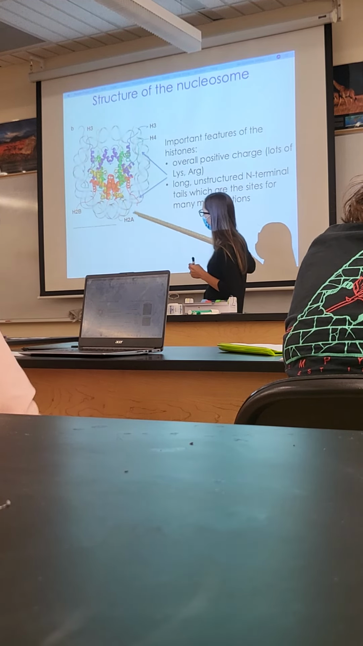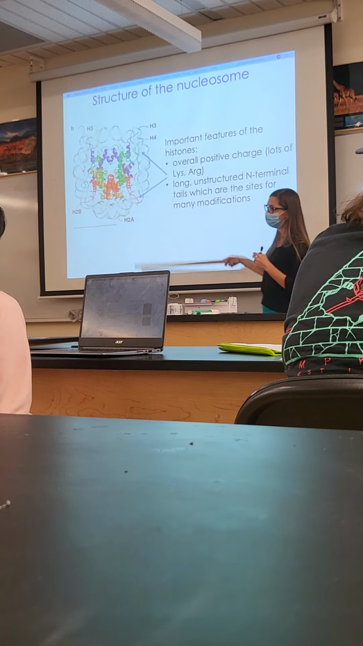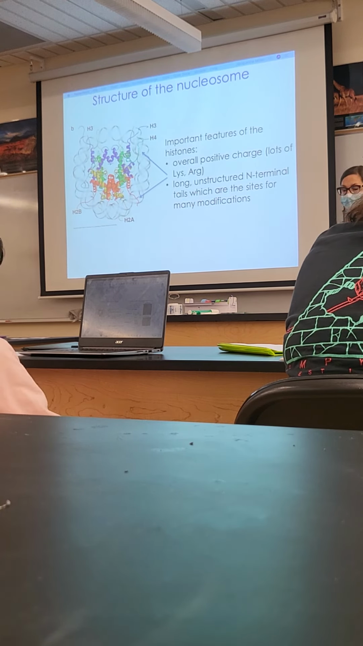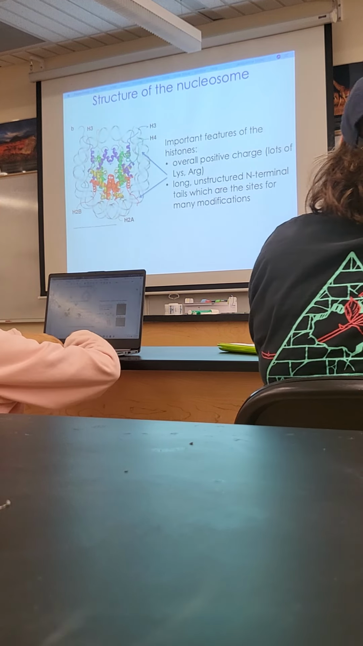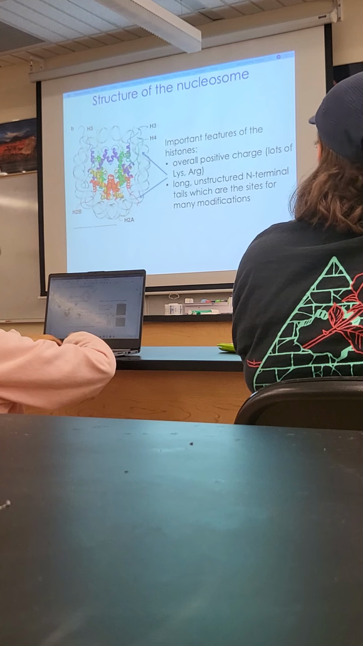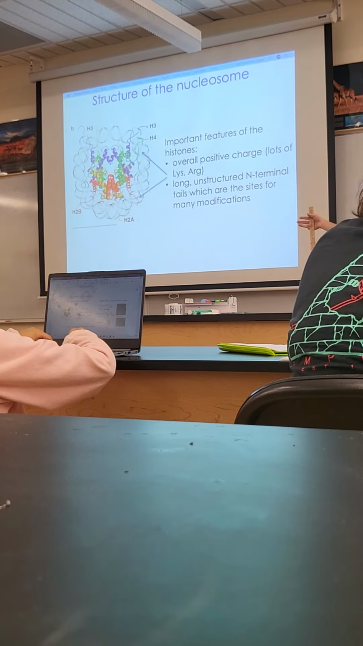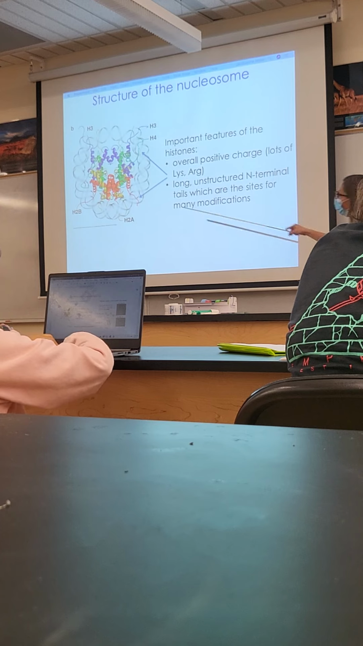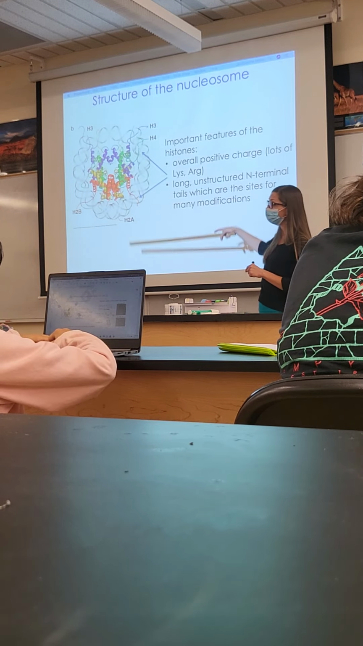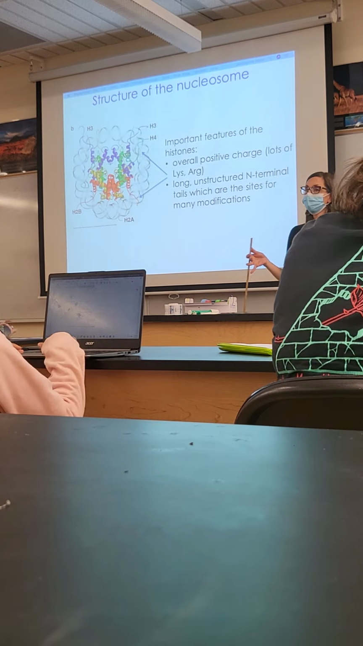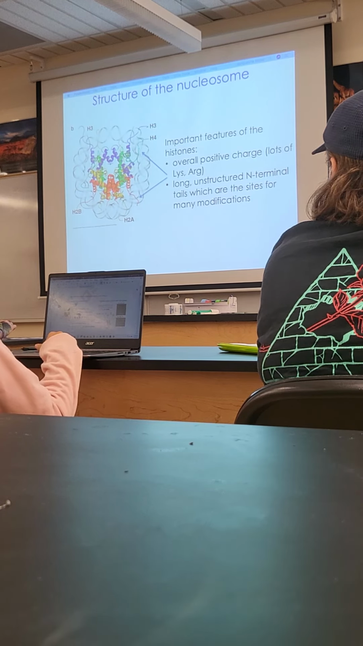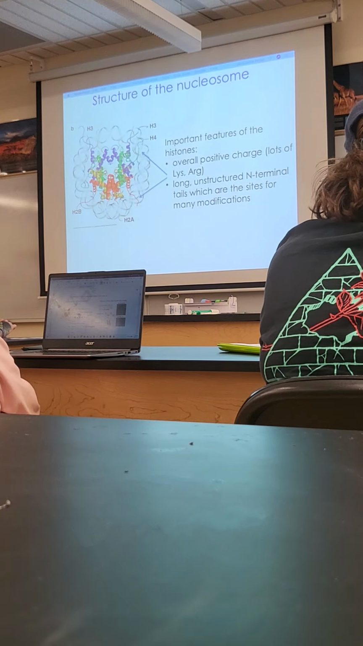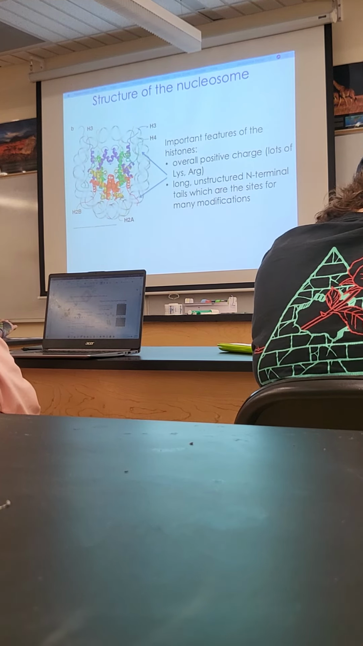The other thing they have, which you kind of see floating off this wheel, are these tails. And this is really, really important because the tails will determine whether this is packed very tightly in the form of heterochromatin or whether it opens up. So this is the site that you can basically modify to determine if it's going to be closed off or open up. And we'll talk about how that is determined in a couple of slides. Okay, so those are the 4 histone proteins that are part of the central core.